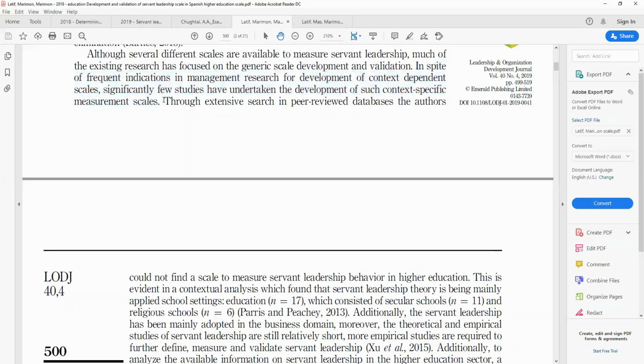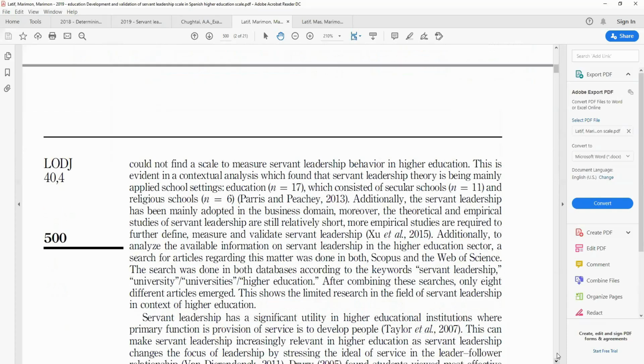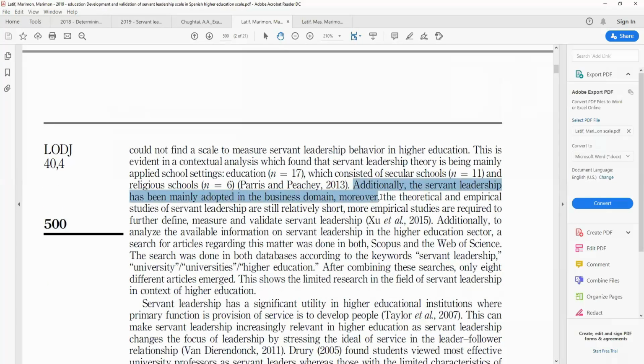Similarly, the author is proving that there is very limited research. For instance, through extensive search of peer-reviewed databases, the authors could not find a scale to measure servant leadership behavior in higher education. This is evident in the contextual analysis, which found that servant leadership theory is mainly applied in school settings, not in higher education. Obviously, the authors further elaborate. Now, where does the author find these gaps?